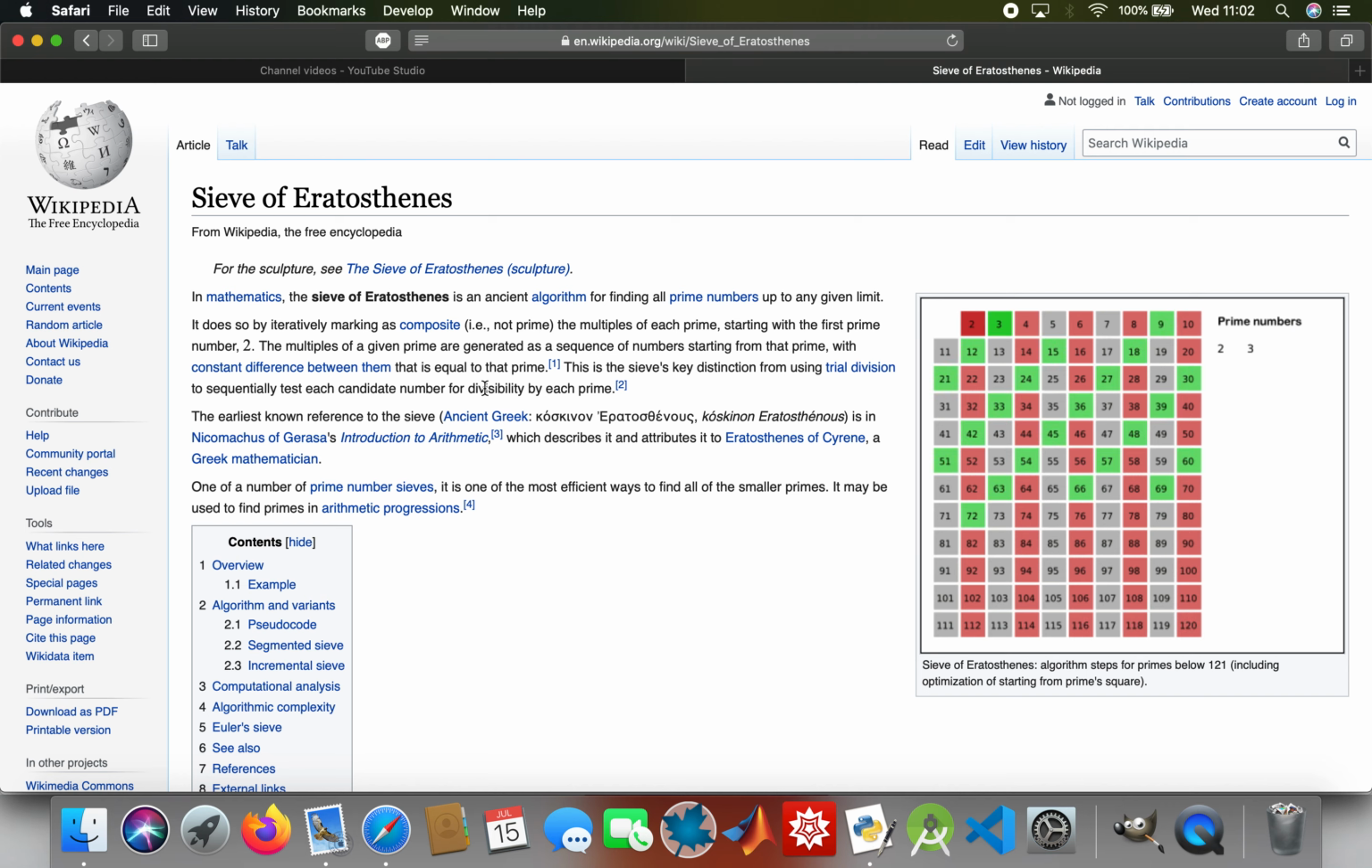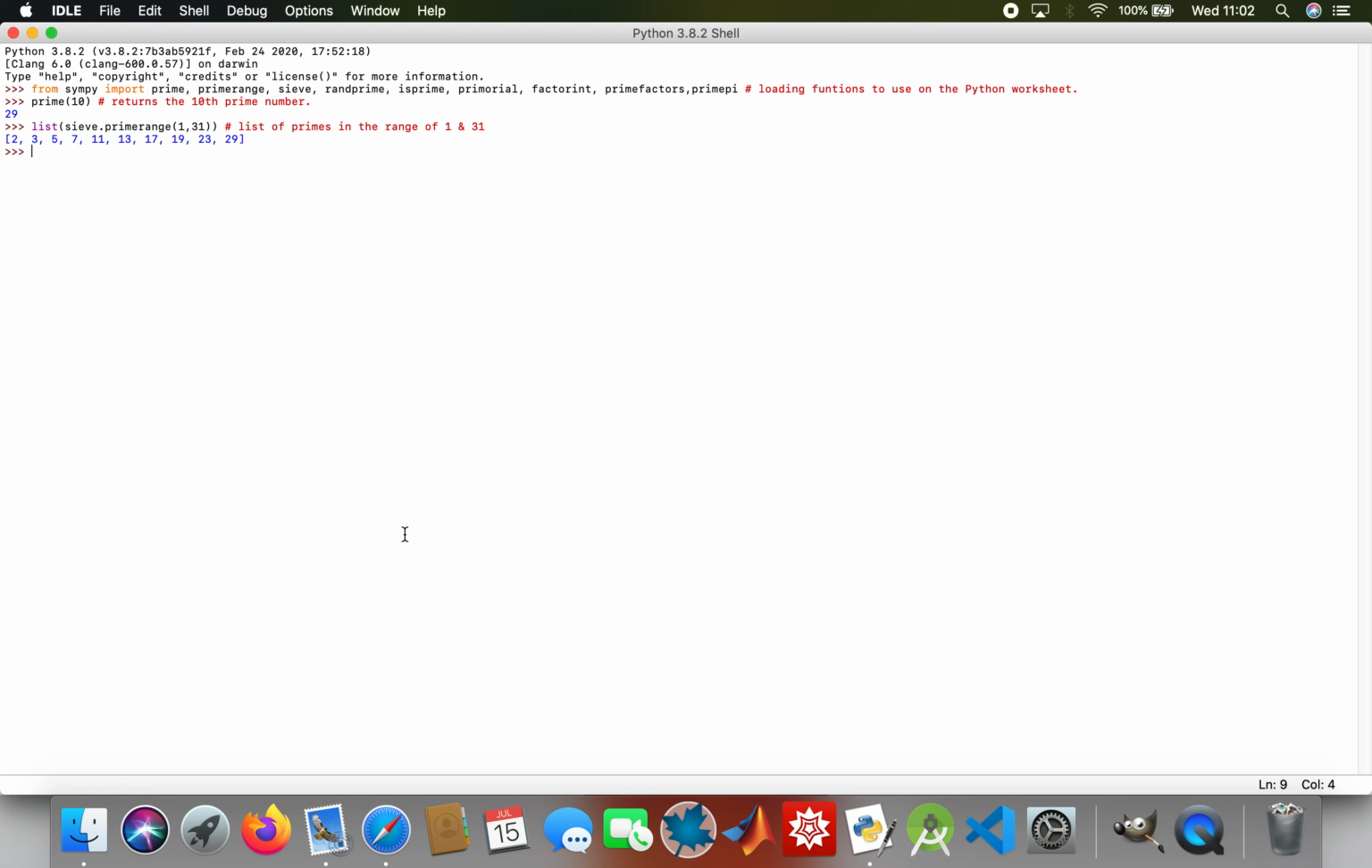Essentially it starts off by listing 2 as the prime, then all the multiples of 2 are eliminated. Then you go to the next number, 3, and so forth, eliminating 6, 9, and so on, all the multiples of a number. Then eventually you're left with prime numbers. It's a process of elimination until you're left with primes within a given range. So this is the Sieve of Eratosthenes, a Greek philosopher, right?